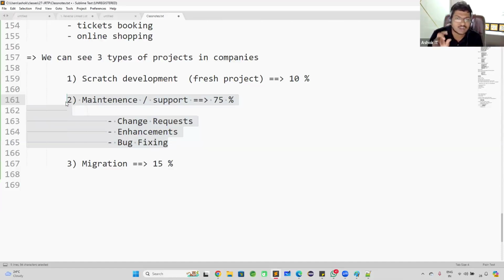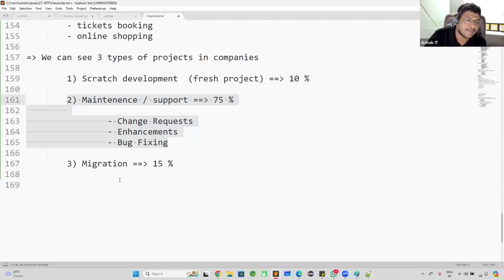Okay. So the learning curve is very low when you go for a support project, but the learning curve will be very high when you go for a scratch development project, because doing the project from the beginning is a good thing for the developer, because everything we will write from scratch with our own mindset. We will start the coding part. Okay.